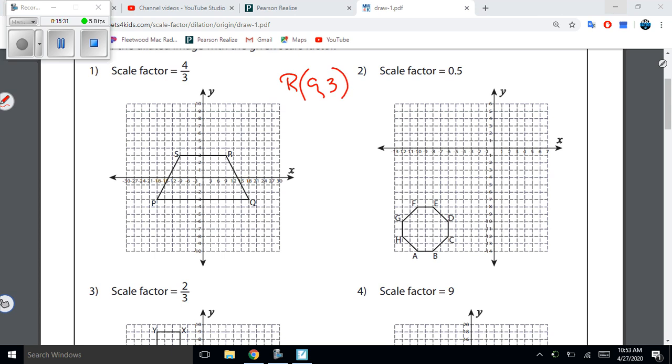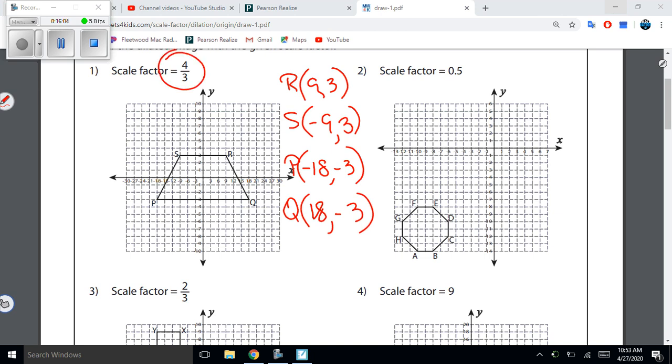I've got S is negative 9 comma 3. So negative 9 comma 3. I've got P at negative 18 comma negative 3. And I've got Q at 18 comma negative 3. Okay? And so what I'm going to do is multiply each of those points by a scale factor of 4/3.